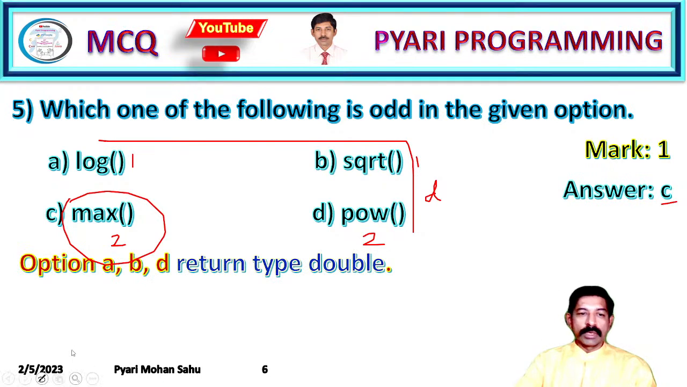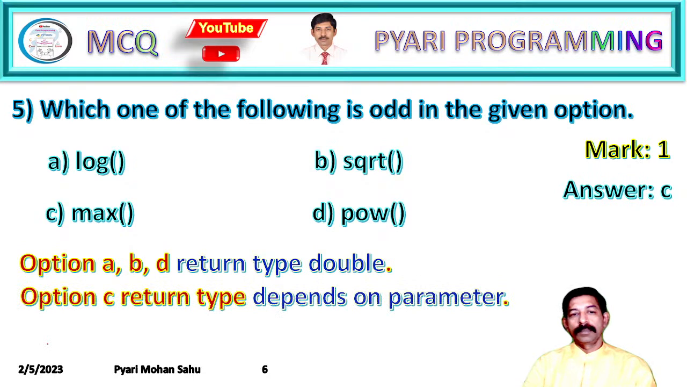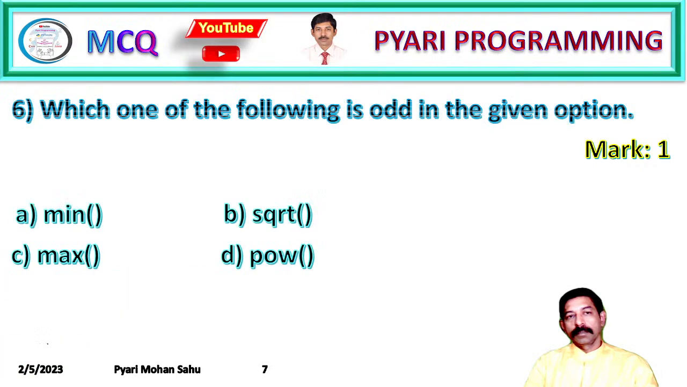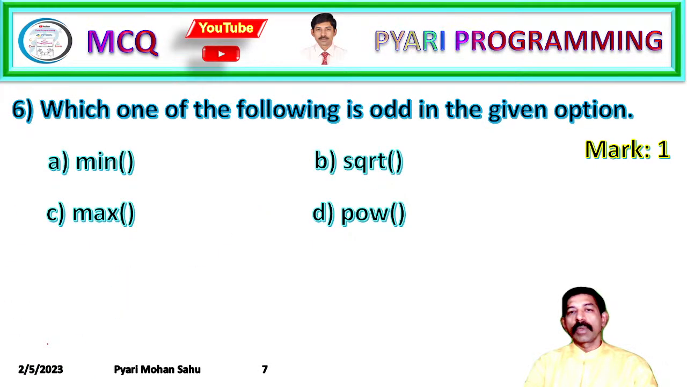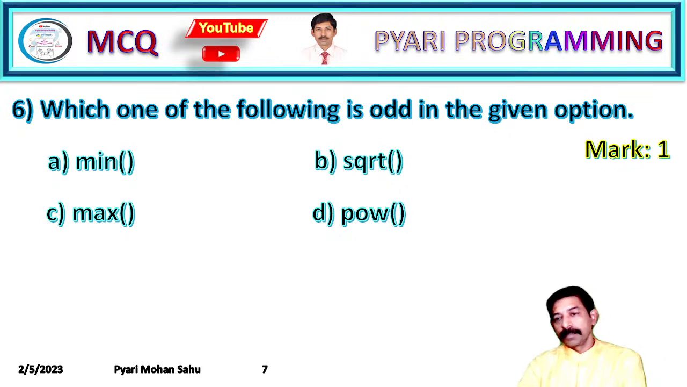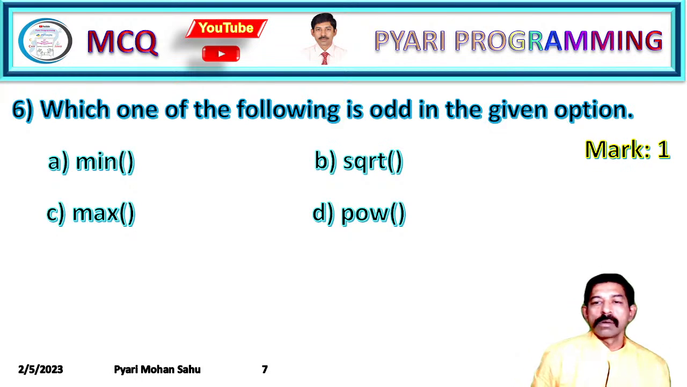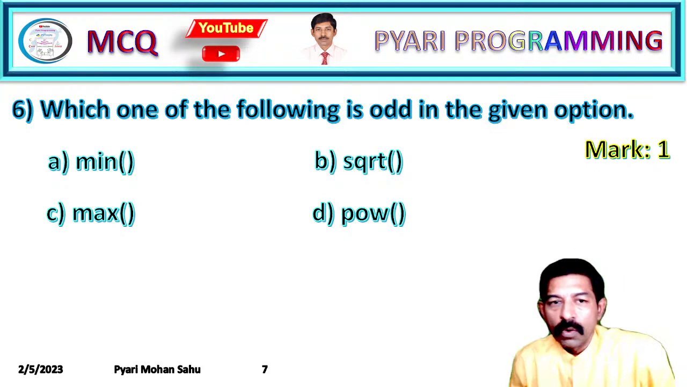Now explanation is given. You can go through the explanation. Now next question, which one of the following is odd again? Now again we got odd one. I want quick answer, beta. Which one is the odd one now?